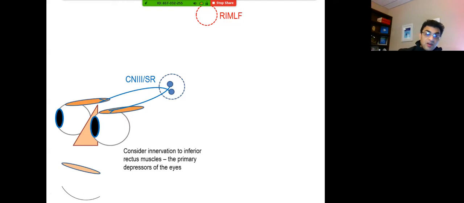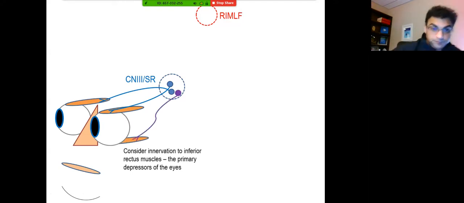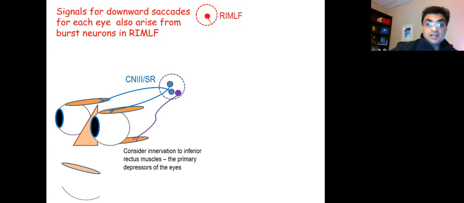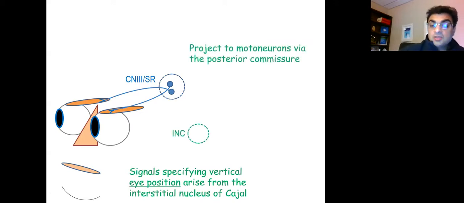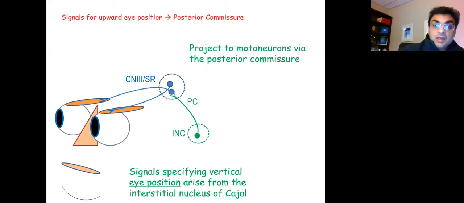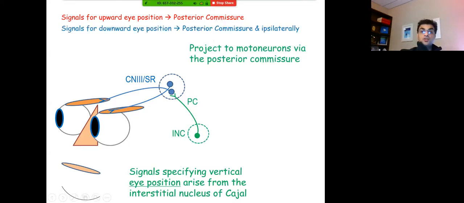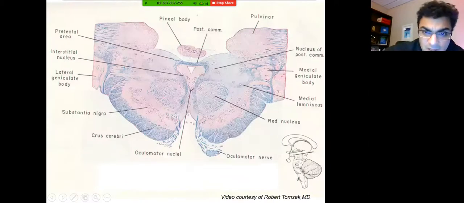And for inferior rectus, for the lower, it also gets signal from the RIMLF, but that is ipsilateral. So signals specifying vertical eye position arise from the interstitial nucleus of Cajal. It projects to motor neurons via the posterior commissure, and signal for upward eye position goes through that, and downward eye position goes ipsilaterally. So here is an important thing.